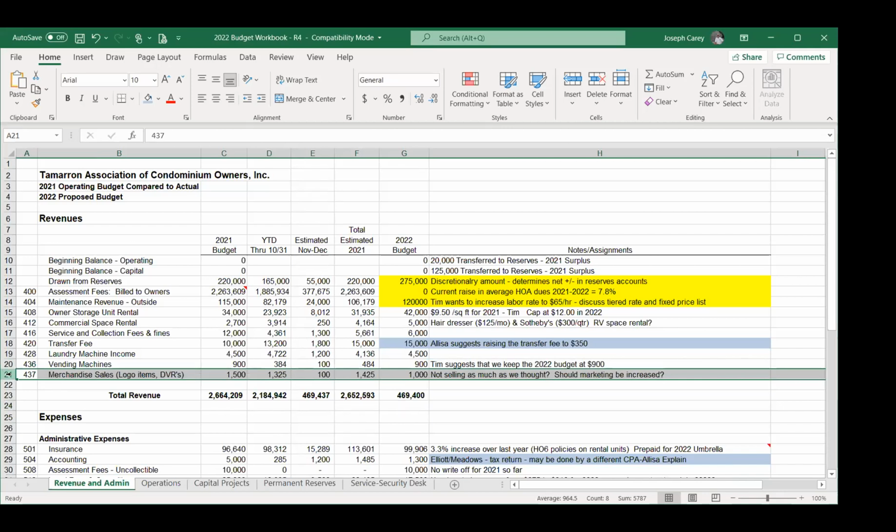And then merchandise sales, this is logo items, and we deleted the line item for DVR sales because we don't sell that many of them, so we're including that on this line now. So if we sell a DVR, you want that to go in here? Okay. And then, if we sold 1425 this year, why are we reducing that to 1,000 now? I think we were trying to be conservative.